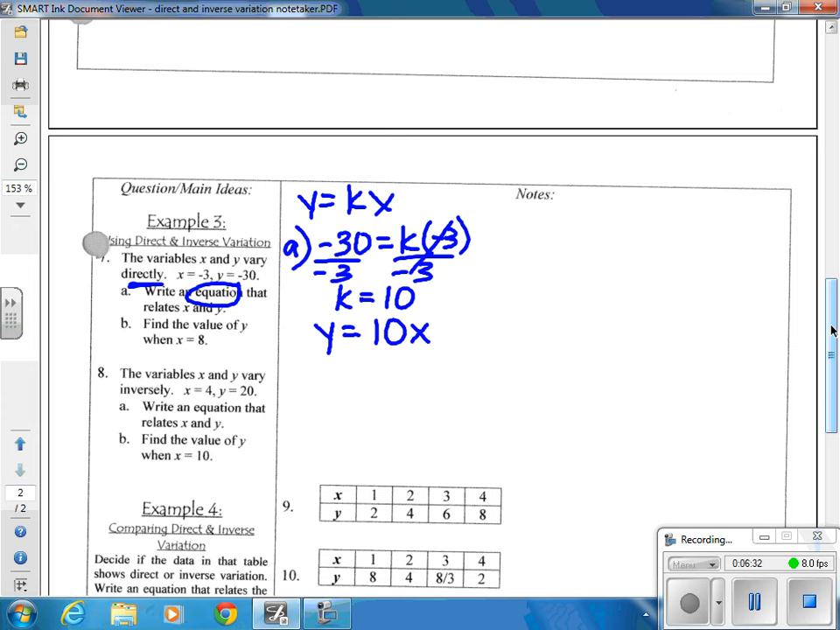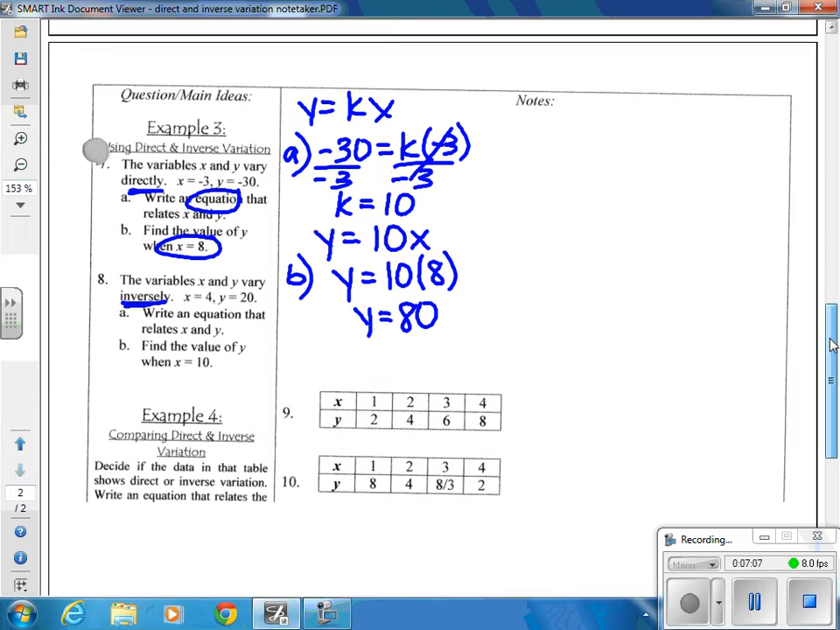Okay, and now that I have the equation, I'm going to use that to help me do letter B. For letter B, it says find the value of y when x equals 8. So I'm going to use the equation that I just generated, and in place of the x, I'm going to put the value of 8 because that's what it told me to use. So I've got y equals 10 times 8, right? And you would come up with y equals 80. So you're using an equation that you have actually come up with on your own to find the value of another number. Okay, so you try number 8, and notice that number 8 does say inversely, so make sure you're using the correct formula when you go to do that one.